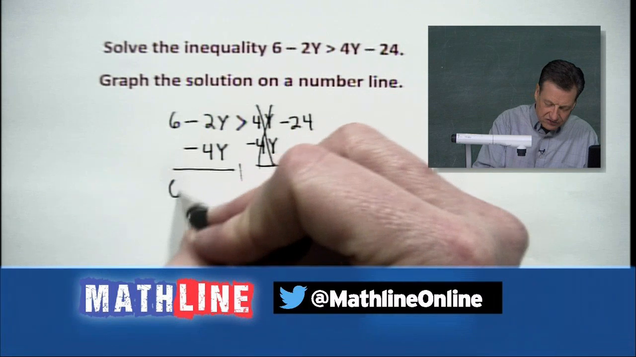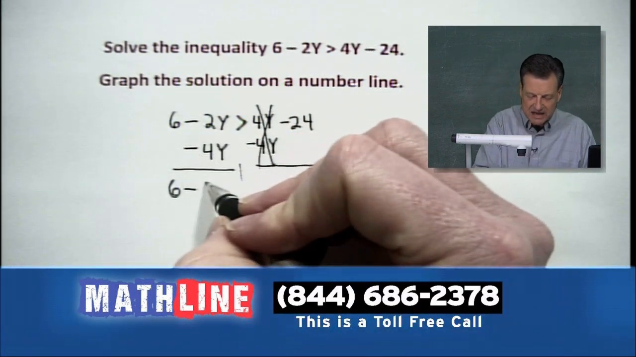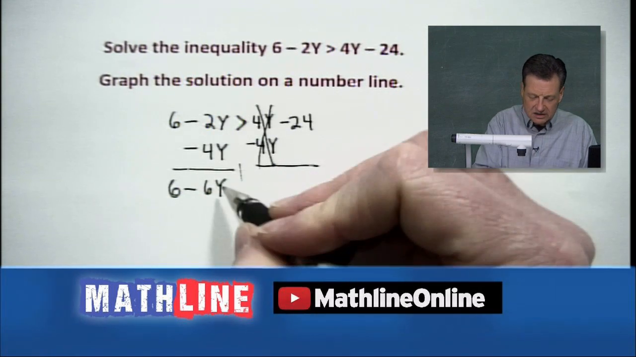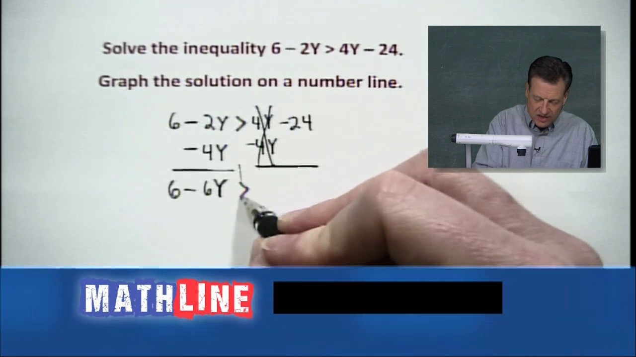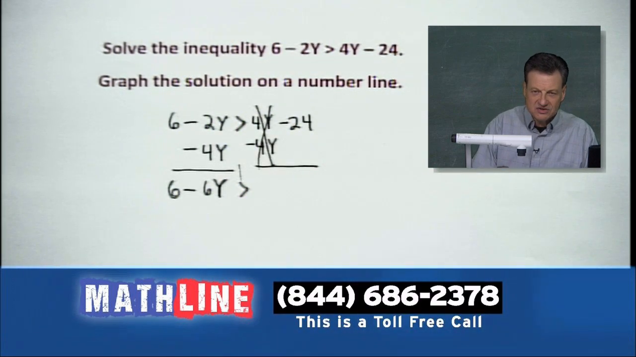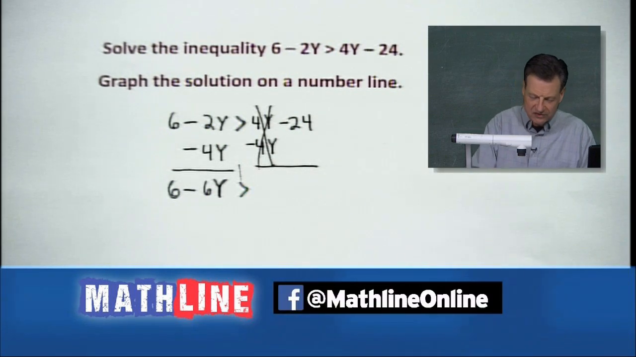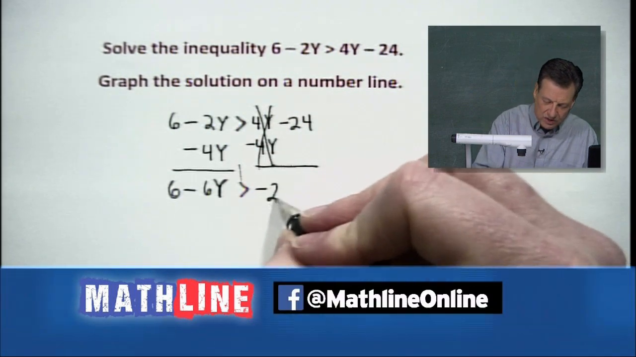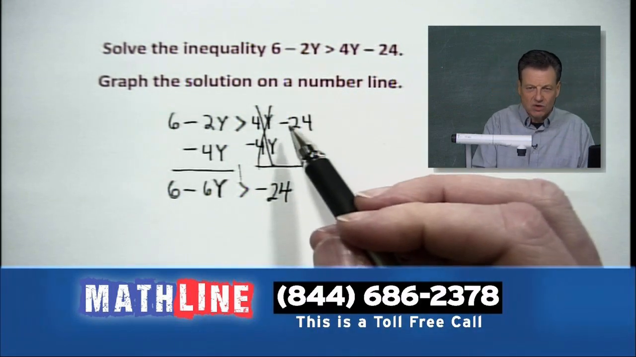So we've got 6, and now we're going to add a negative 2y and a negative 4y together. That's going to give us minus 6y. And we still have greater than. That has not changed yet. Some of you say, well, did that just change? No. It doesn't do that when we add or subtract things from both sides. Now we have a negative 24 hanging on for the right-hand side. Be sure to keep that negative there. Don't lose it, all right?